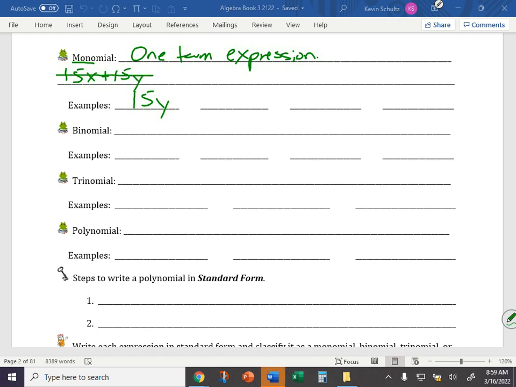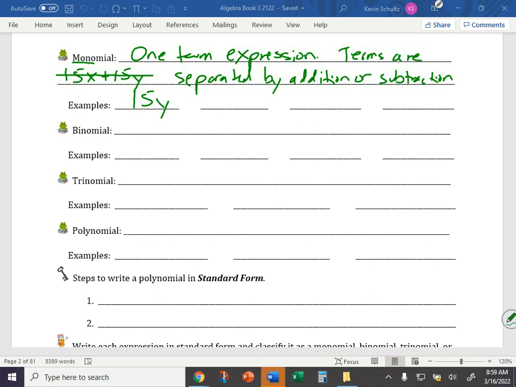Elliot, tell me why. Because it has 2 terms in it. So what separates terms? A plus sign. Symbol. Terms are separated by symbol. Terms are separated by addition or subtraction. Okay? Terms are separated by addition or subtraction.